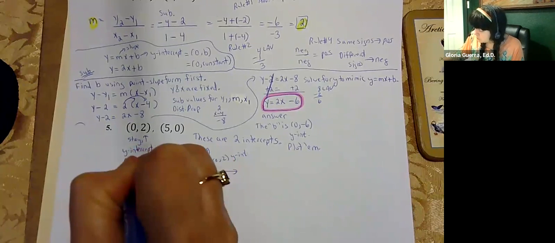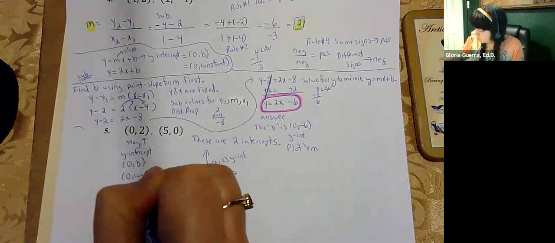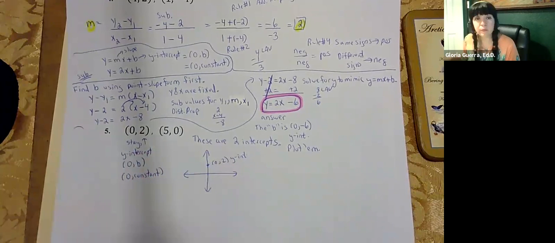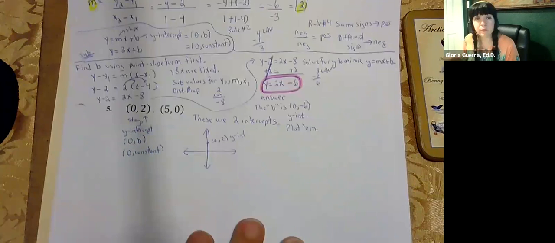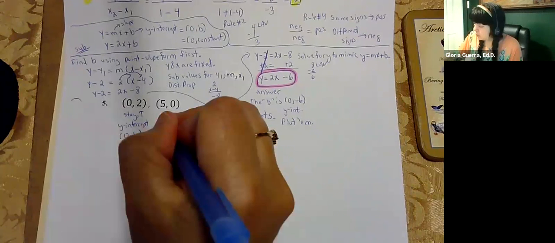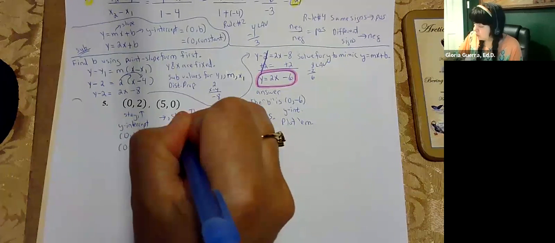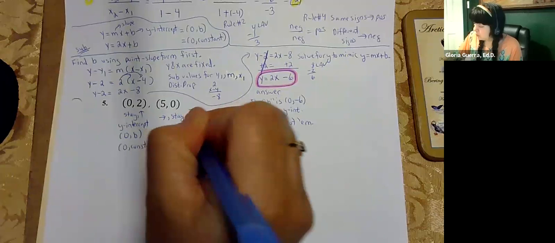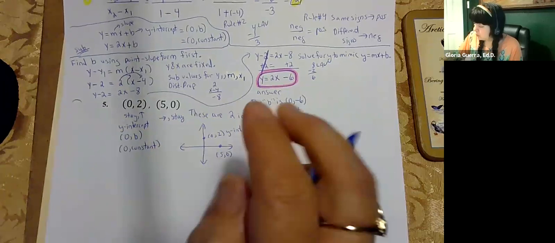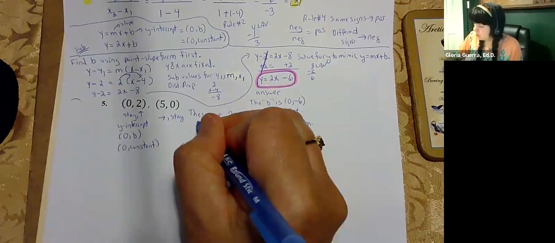That's 0, b, right? 0 and then your constant. So the other one must be the x-intercept. 5, 0 means you go to the right and then you stay. Go to the right, 5, and then you stay. That's 5, 0. See how that crosses the x-axis? This one crosses the y-axis.